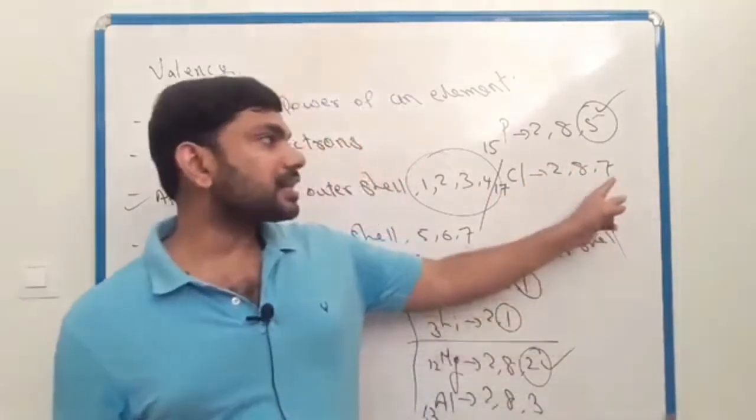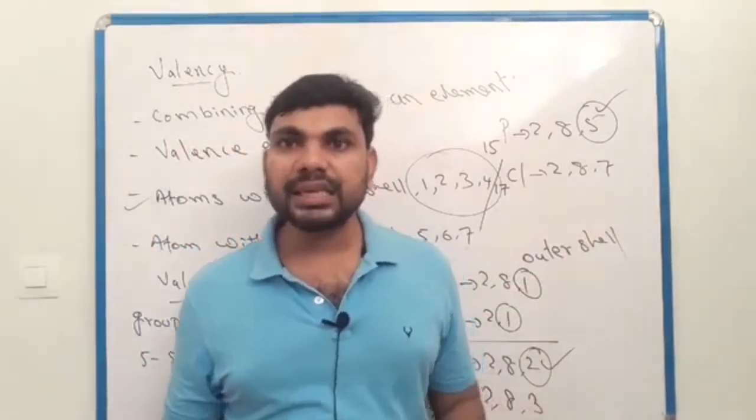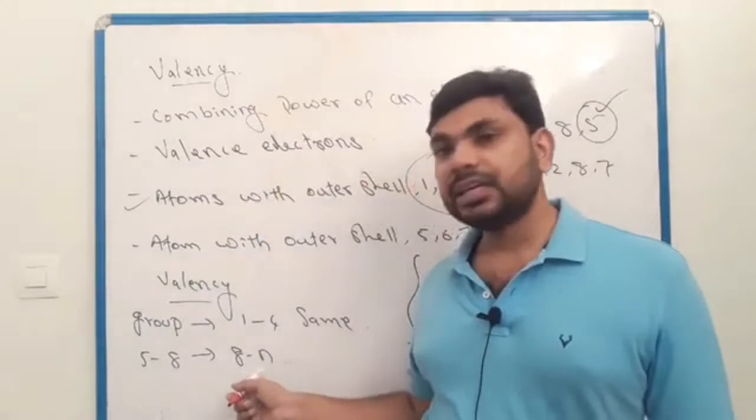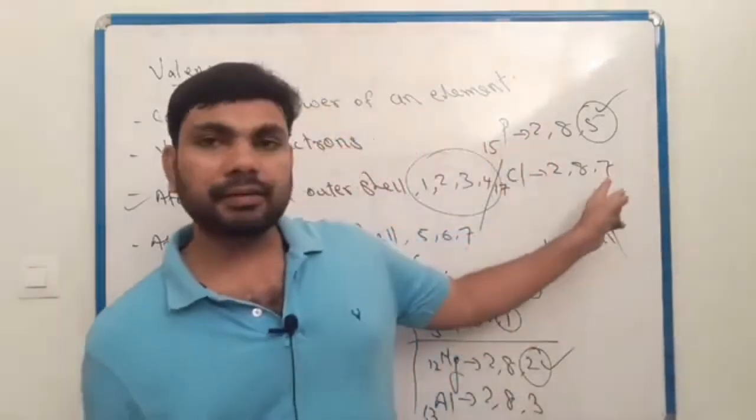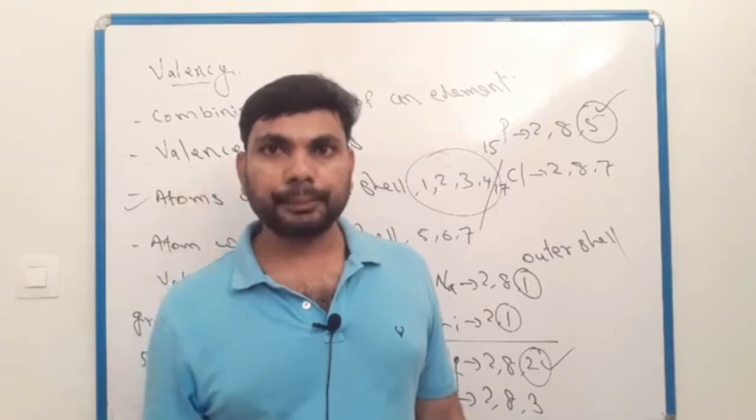So how many valence electrons here? 7 valence electrons. So how can you find valency? 8 minus n. n is 7. 8 minus 7 is 1. Valency of chlorine is 1.